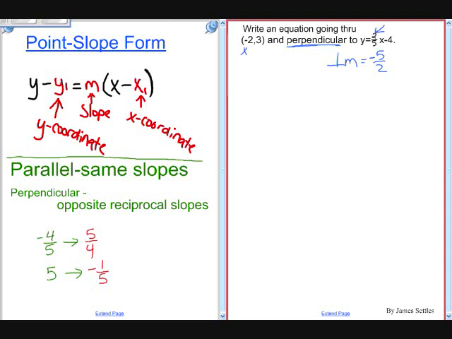The negative 2 is still my x1, the 3 is still my y1, and we're going to plug this in and go y minus, and then y1 is 3, is equal to m, and my m is going to be my perpendicular m, so it's going to be negative 5 over 2, parentheses, x minus, and then x1 is negative 2.